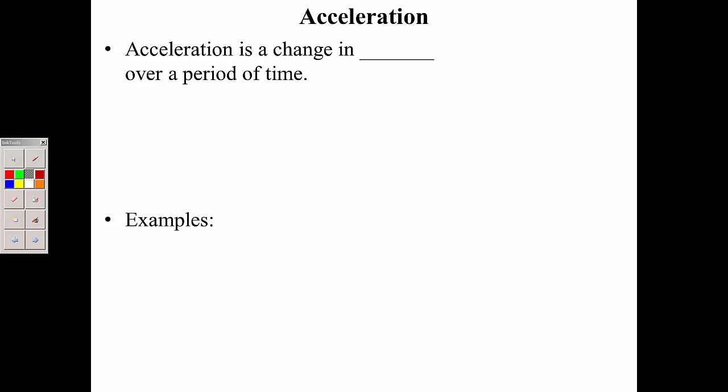Now, if we change our velocity, then we are accelerating. You know that if you, for example, are at a stoplight and you start moving. Initially you're at rest, and then you punch the gas and you're moving 60 miles an hour.